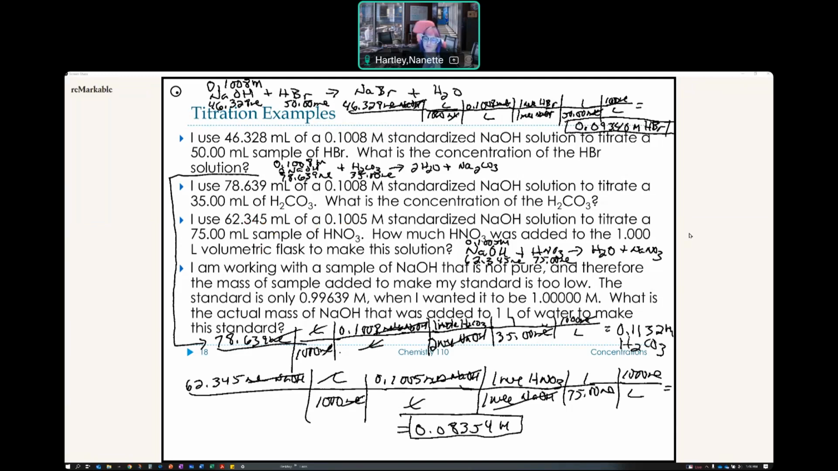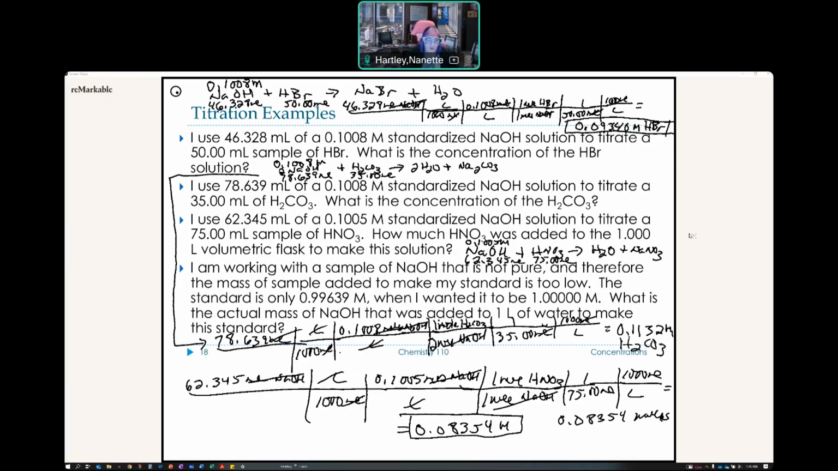Okay. Now, since that's in 1 liter, that means that I needed 0.0835 moles. And since it didn't specify it wanted to know how many grams, I'm going to leave it as that. If I wanted to know how many grams, then I could multiply that by the molecular weight to find how much it was.